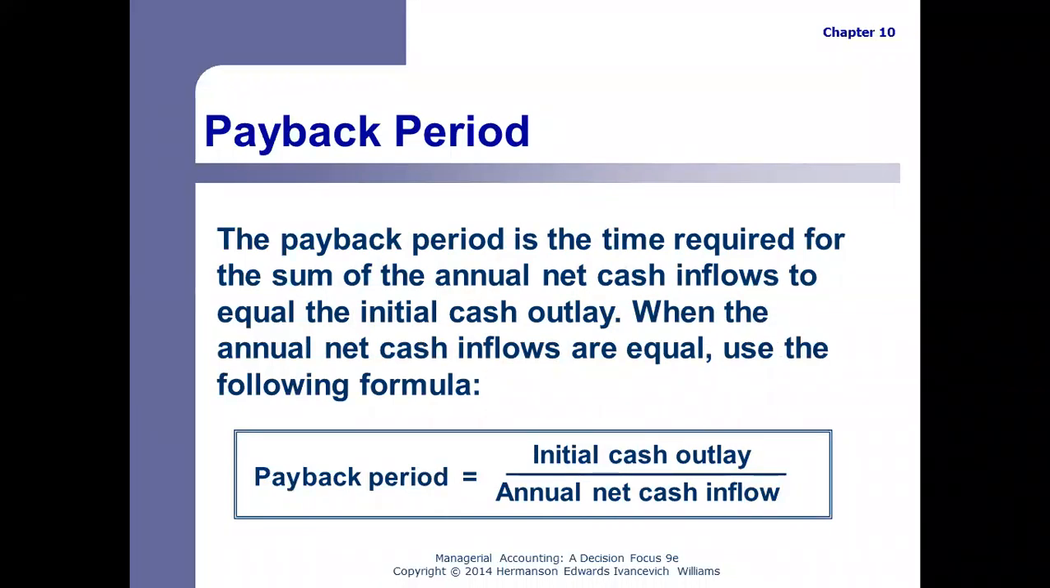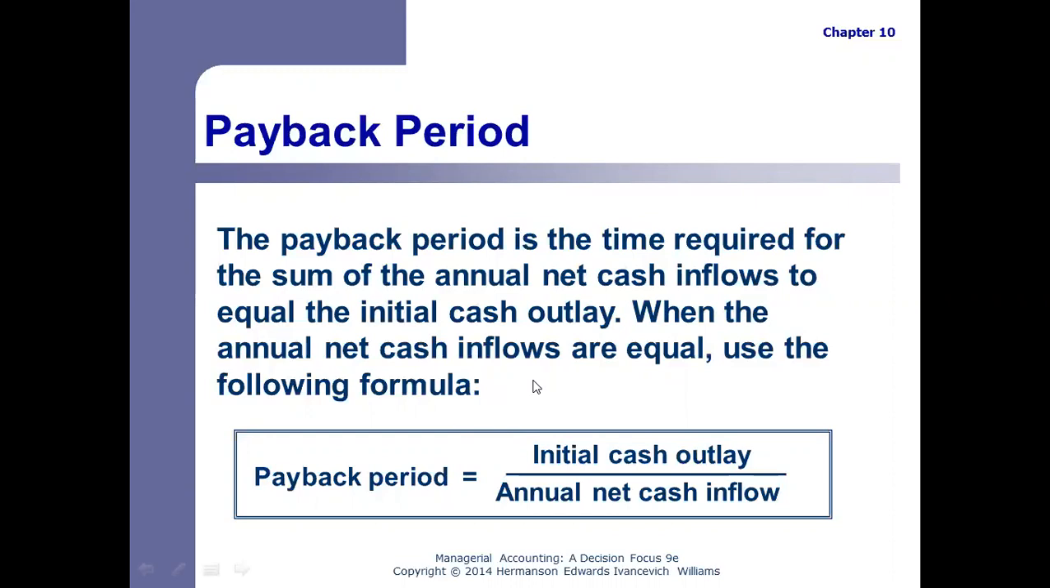Okay, so a really simple example is if we spend $1 million on a piece of equipment, for example, and it generates $200,000 of cash inflows every year. Well, if we pay out $1 million today, and we get back $200,000 a year, it will take us 5 years to get our money back. That's the payback period. So it's the initial cash outlay, how much cash we're paying out, divided by the cash that's coming in on an annual basis. Okay, so 5 years.